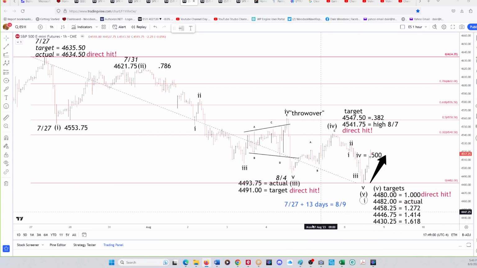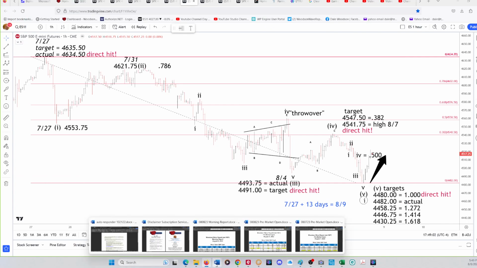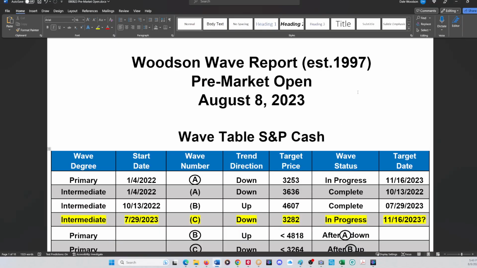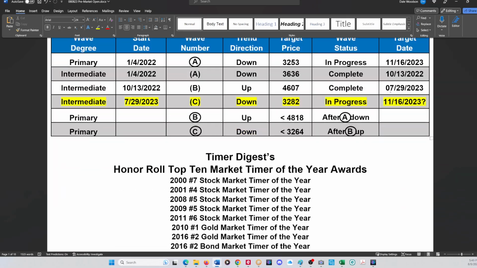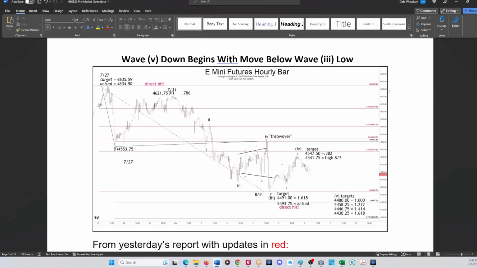And if we can get to the next one, which was the 8th on the pre-market open, which is today. Okay, wave 5 down begins with the move below the wave 3 low. So there was our 4th wave target. There was the high the previous day. So we're looking for wave 5 down. There's our wave 5 targets.